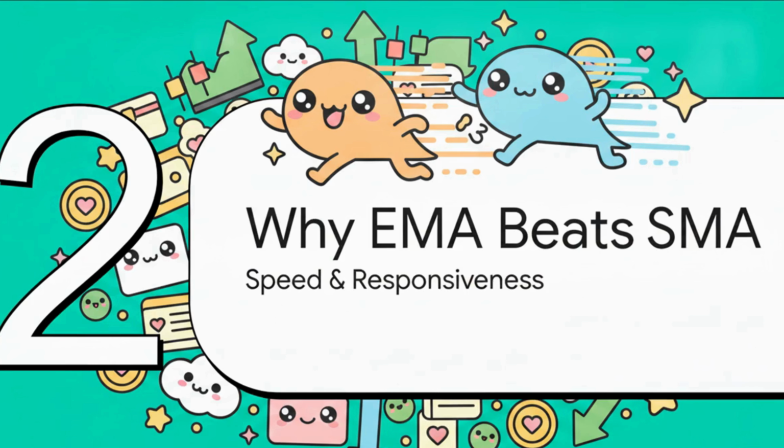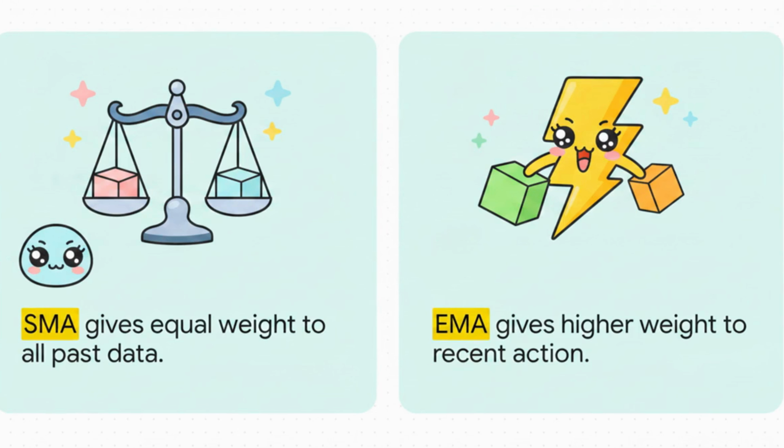Moving right along to Section 2, why the EMA beats the SMA when it comes to speed and responsiveness. So there's a really distinct difference in how these two calculate their data. The simple moving average, or SMA, treats every single data point equally. So if you're looking at a 200-period SMA, whatever happened 200 candles ago is given the exact same level of importance as what happened literally 5 minutes ago.